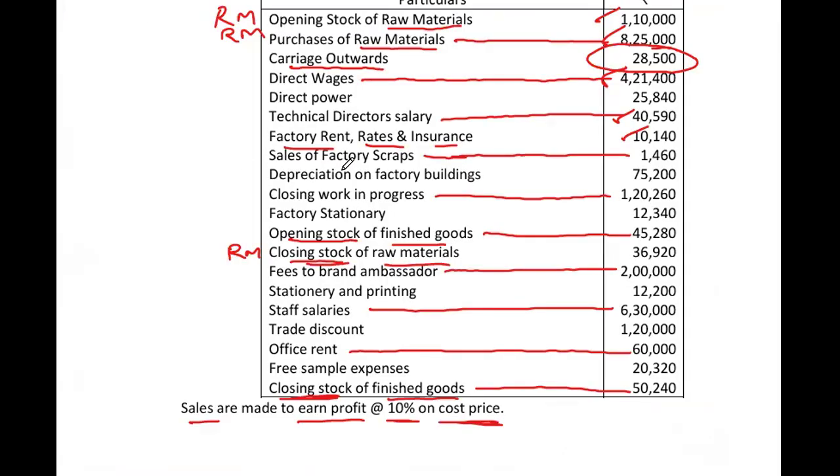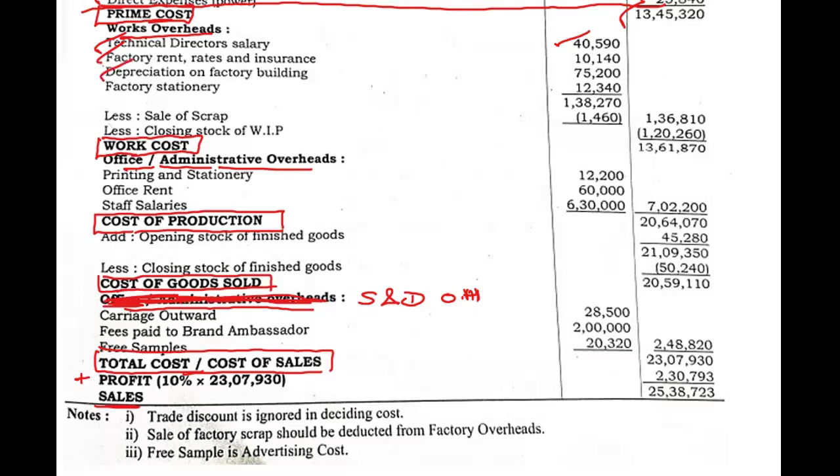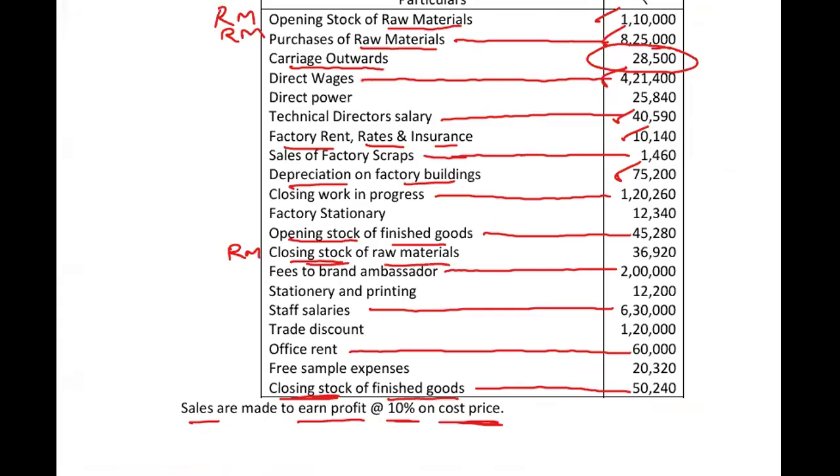Okay, next is sales of factory scrap. We will show it as the last figure of the factory overheads because it is an income. Depreciation on the factory building is 75,200. Okay, this will come here. Next, factory stationery. Here it is, how much? 12,340.